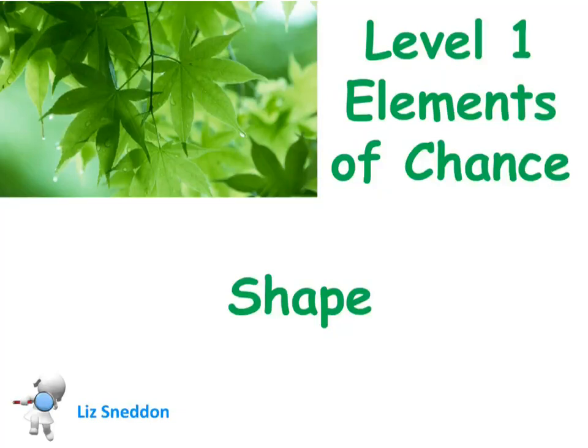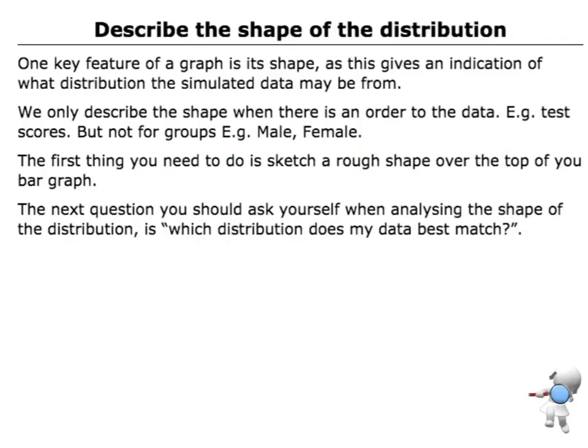Let's have a look at shape of distribution. So when we look at the shape, we want to identify from the simulation or the experiment that we've done what is the general shape of the data that we're coming from. So we don't always do this. The key thing is we need to do it only when there is order in the data.